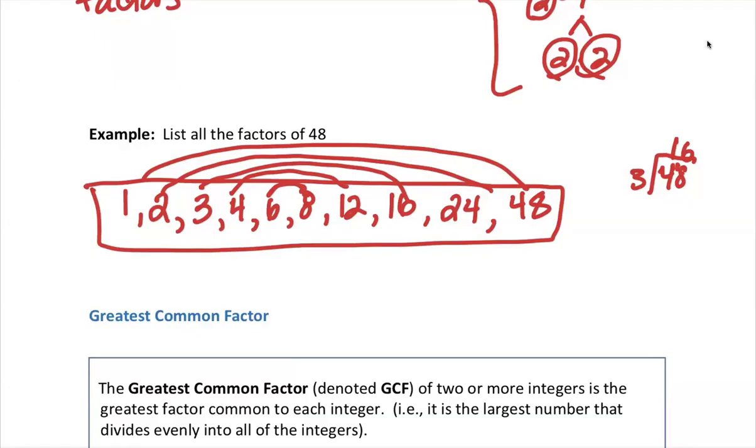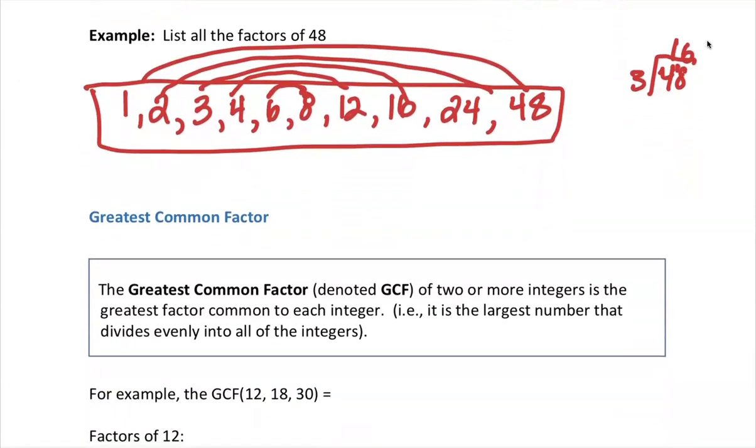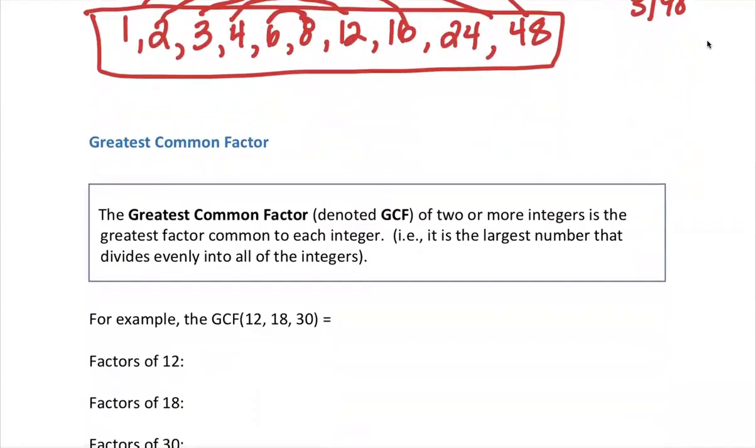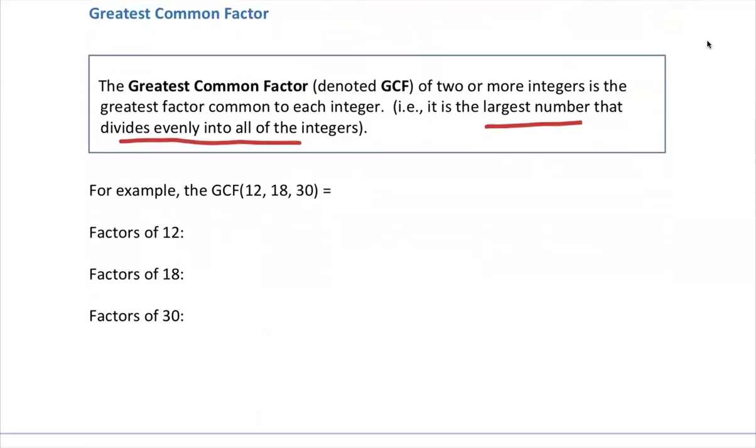When we're asked about a greatest common factor, that means the biggest factor that all of the list of numbers would have in common, the largest number that divides evenly into all of the integers that we're being asked about. For example, if the question is, what's the greatest common factor of 12, 18, and 30? It's asking what's the biggest number we can come up with that will divide into all of these numbers.